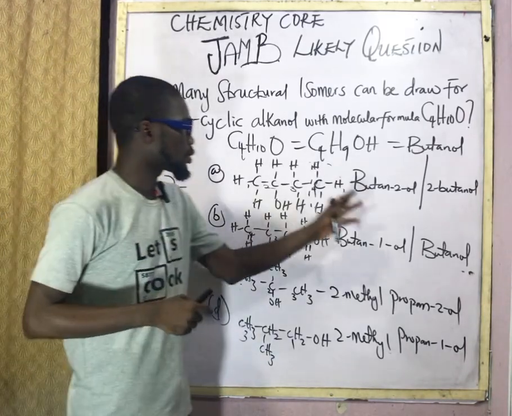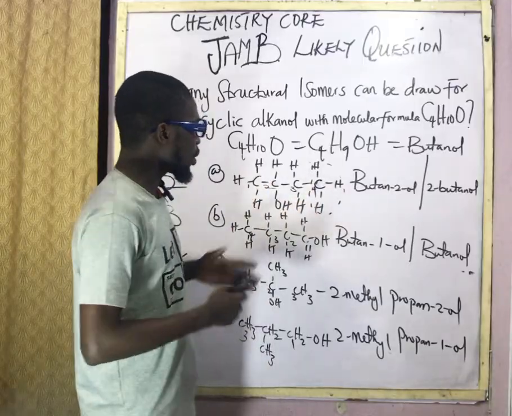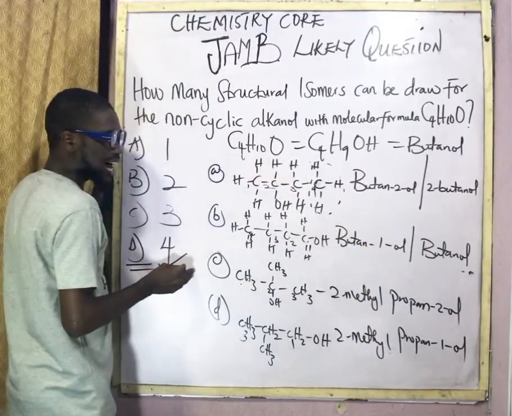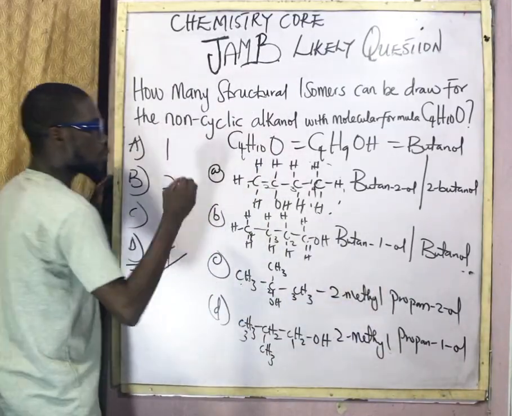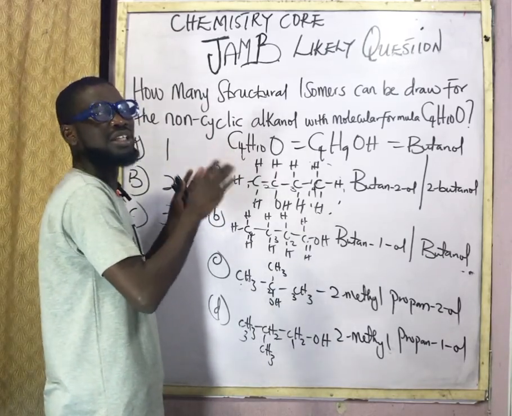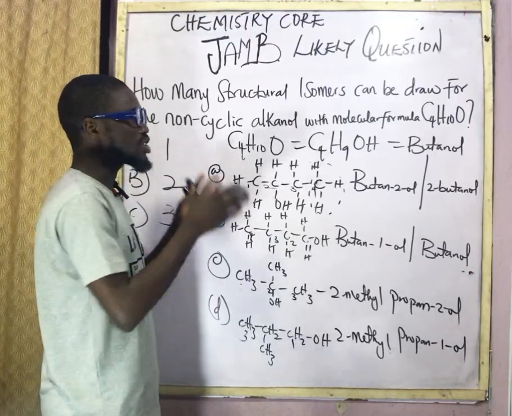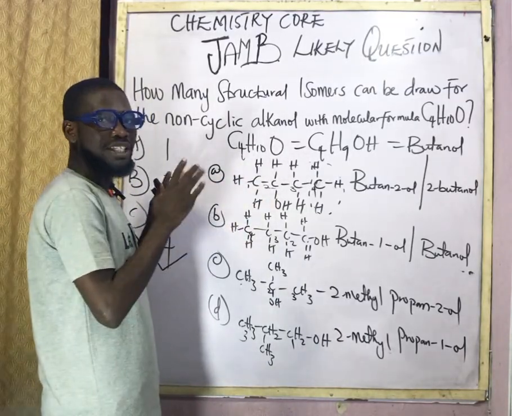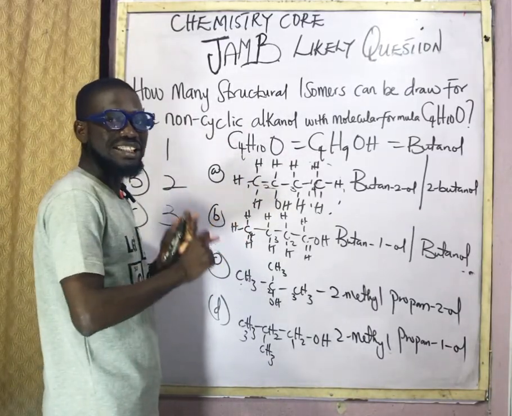From what we have on the board, the first one I have is butan-2-ol, the second one is butan-1-ol, the third is 2-methylpropan-2-ol, and the last one is 2-methylpropan-1-ol. So guys, this is how you tackle or attempt any related question that deals with non-cyclic alcohol or alkanol. In case you come across it with pentanol or hexanol, this video will guide you on how to easily go about it.